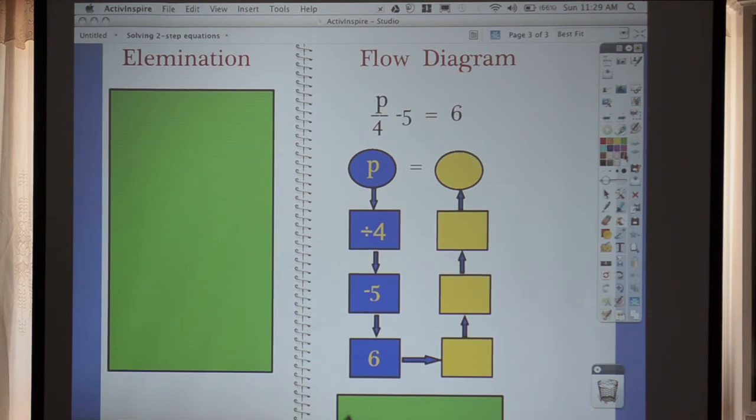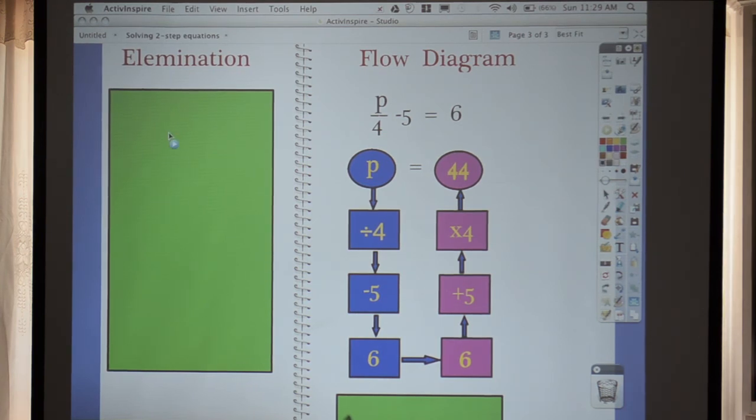So now we have to go in the opposite direction. So we will start off with our 6. Minus 5, the opposite of that is plus 5. Divided by 4, the opposite is times 4. So let's go. 6 plus 5 is 11, and 11 times 4 is 44. So P is equal to 44. 44 divided by 4 would be 11. And if we take away 5 from 11, we get 6. So that satisfies the solution.